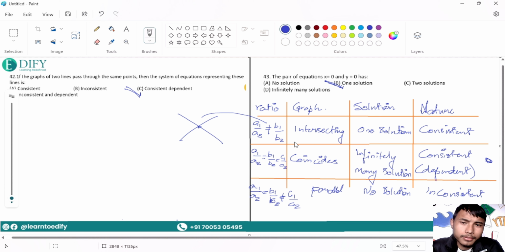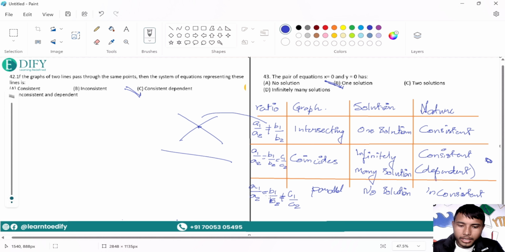they are consistent. Next, if the ratios are equal, we have a straight line which is coinciding. If you extend the line, there are infinitely many points on it. So infinitely many solutions, and again there is a solution for x and y. So they are consistent.